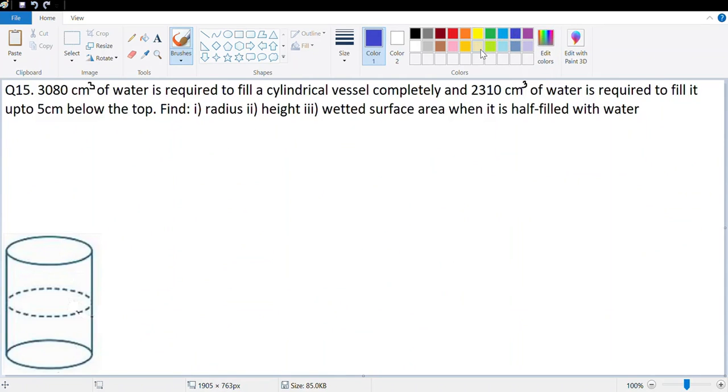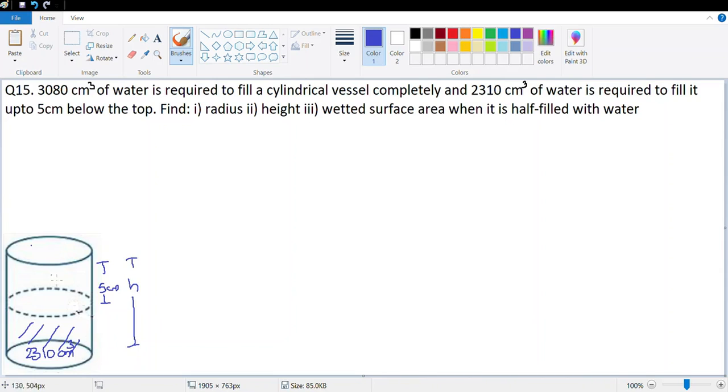It says 3080 centimeter cube of water is required to fill a cylindrical vessel completely, which means the volume of the cylindrical vessel, which I have shown here, is 3080. And 2310 is required to fill it up to 5 centimeter below the top. So if this is the total height here, which means this is 5 centimeter till the top, the volume of this part is given equal to 2310 centimeter cube.